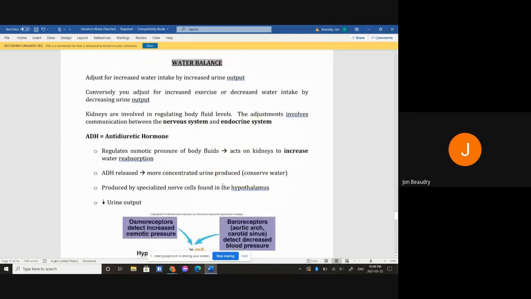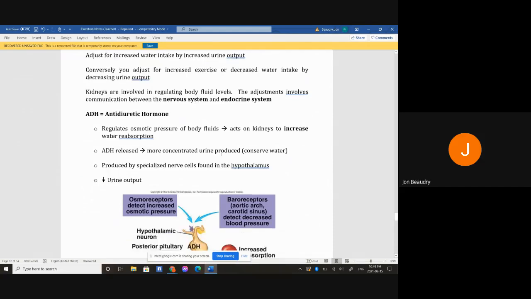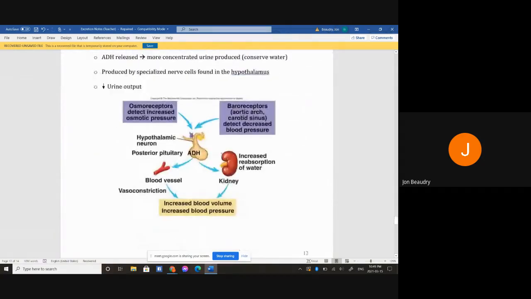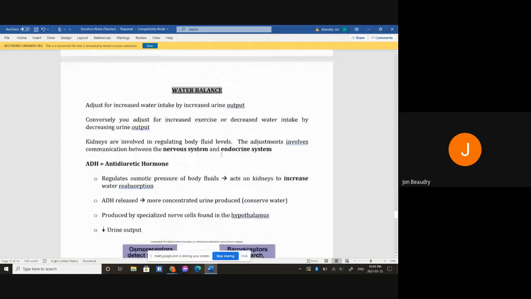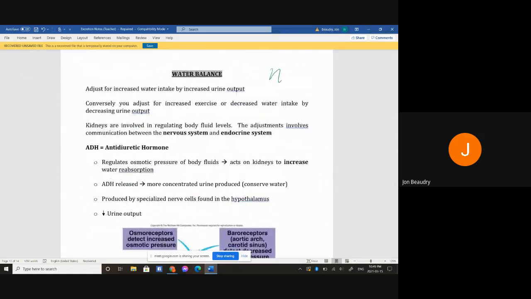Okay, we're getting close to the end, ladies and gents. We're doing well. Now, water balance. I've mentioned a little bit about water balance, but mostly about pH balance, which is what we're actually ending on today. So let's talk about water balance right now. Let's just see, still on green.